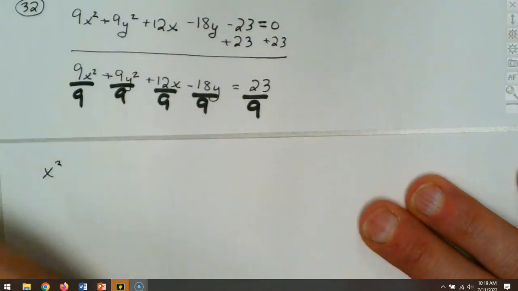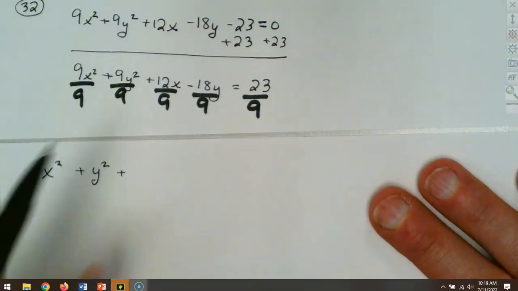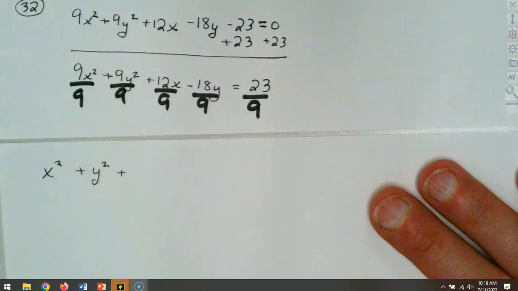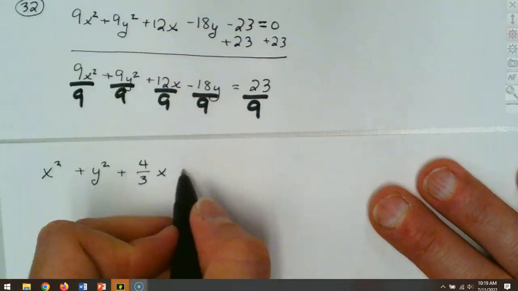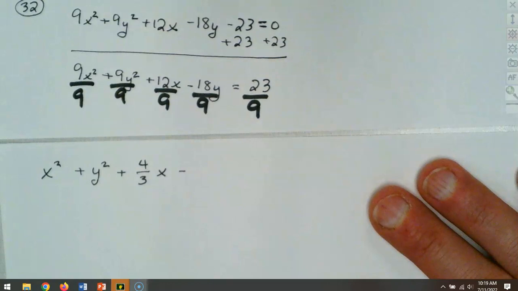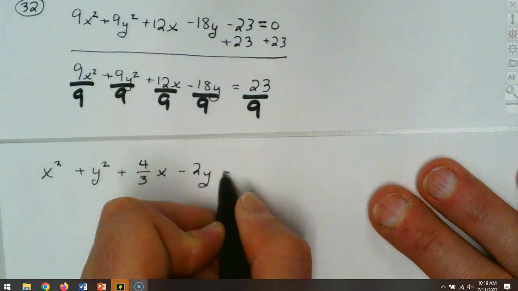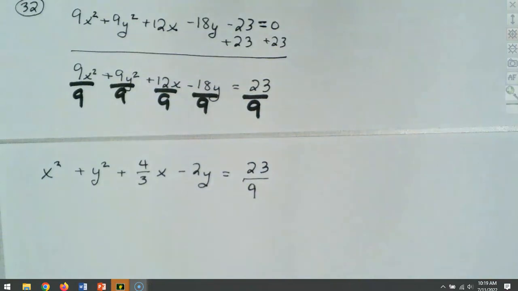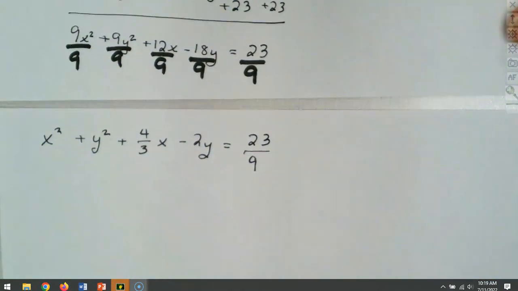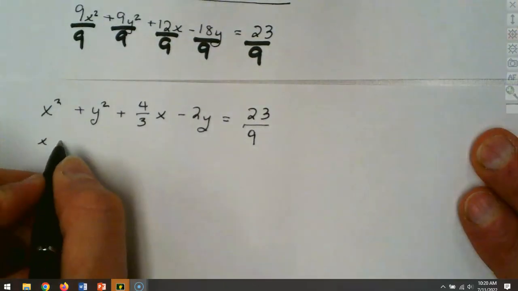When we rewrite, we've got x squared plus y squared. That's what we wanted. And we want to reduce it down as much as we can. 12 over 9 would reduce down to 4/3 x. 18 divided by 9, it's negative, so that makes it a negative 2y. And we're going to leave that 23 over 9 as a fraction. Now we complete the square. So now we look at the x part.